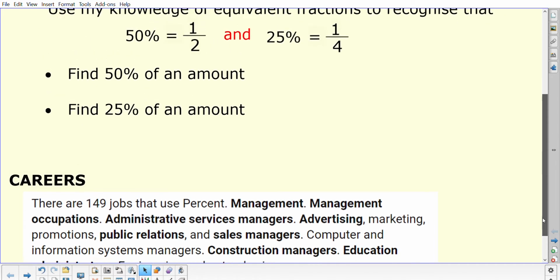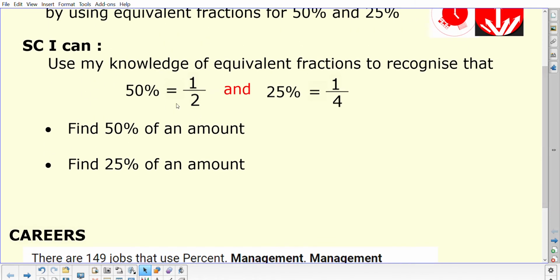So by the end of this lesson, I would like you to understand that 50% is the same thing as a half, 25% is the same thing as a quarter, and therefore we're able to find 50% of an amount or 25% of an amount.